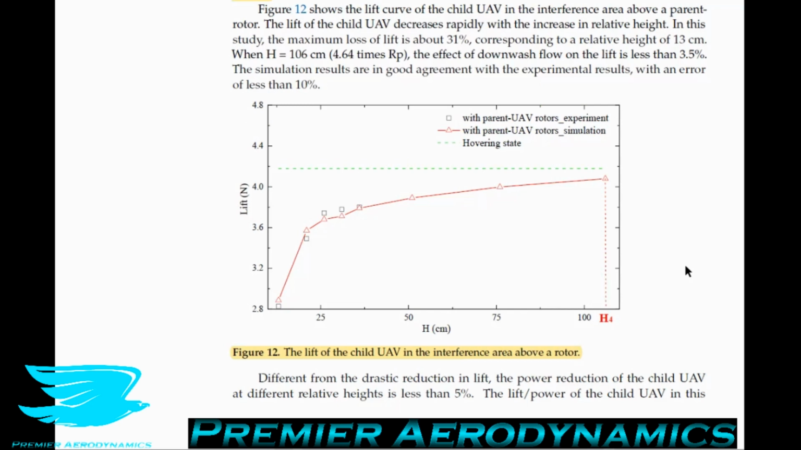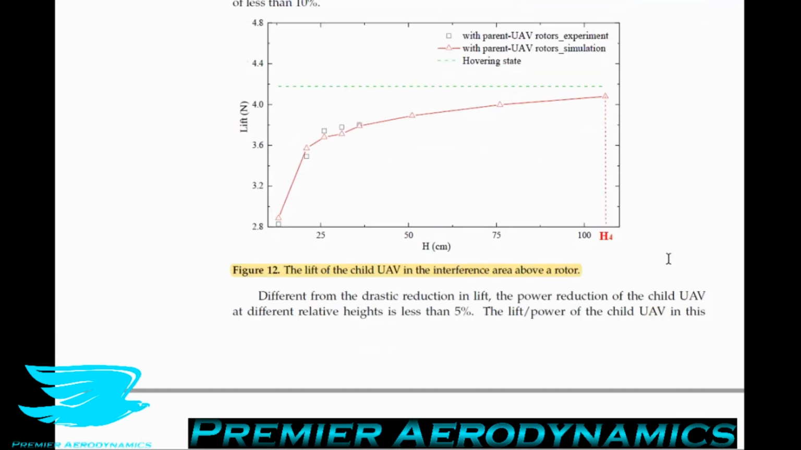Their simulation results, which we went through last podcast, on how to simulate rotors, at least using a momentum source, were good here. So we can see that if you have the child UAV above the parent UAV's rotors to any extent, you're going to have a reduction in lift. It's just a matter of how much. And when you get very close, like within a foot, it's very dramatic.